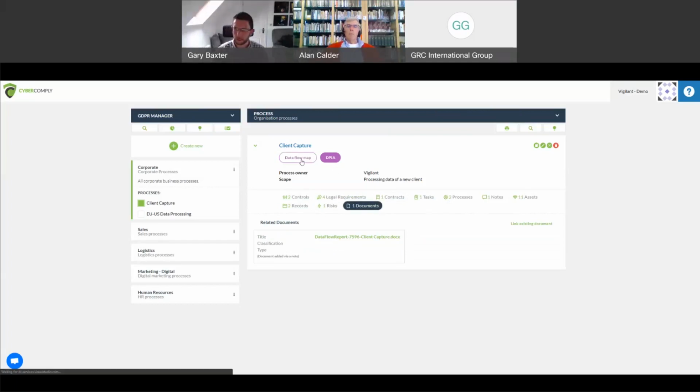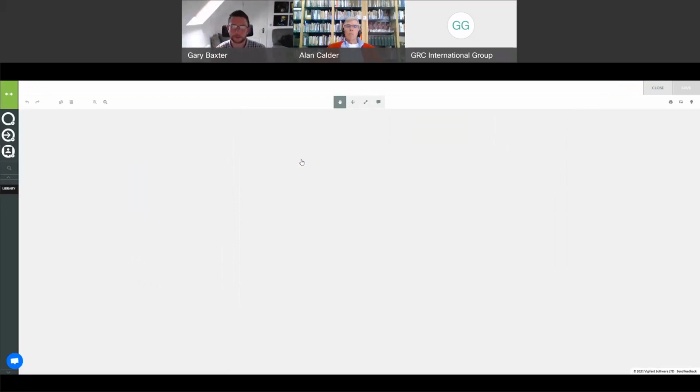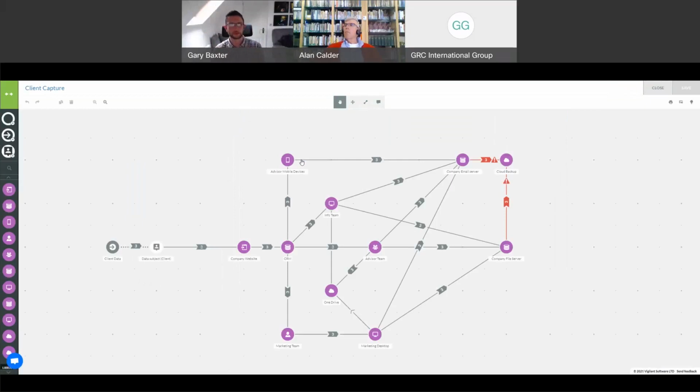Once the process is in place, you start getting into the nitty-gritty, which is mapping out what the process looks like from an organization standpoint. What you'll see on your screen at the moment is a relatively simple process. We have 3 data items coming through from our data subject. It then goes through our company website and hits our CRM system. From there, you'll start to see it spider away.